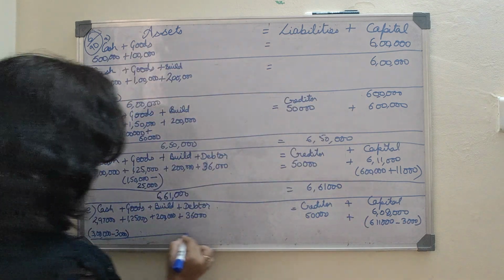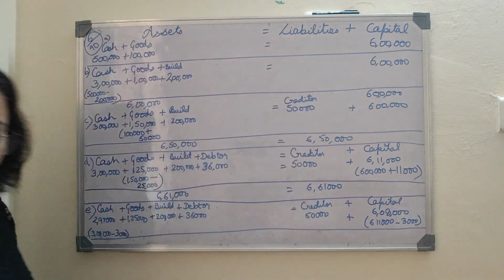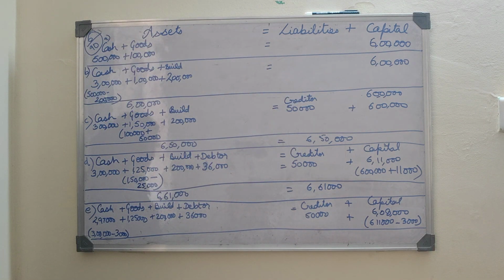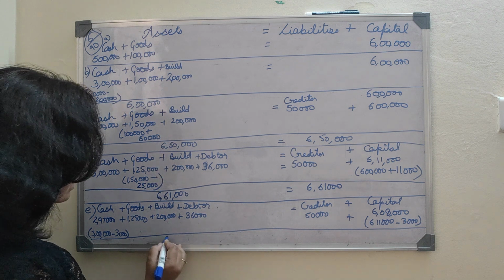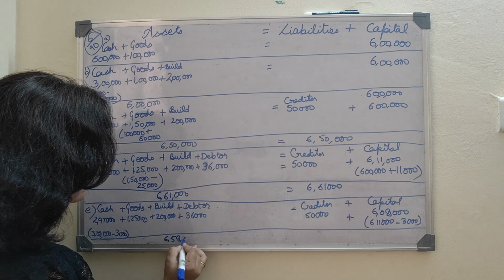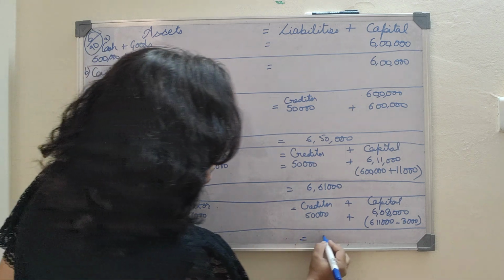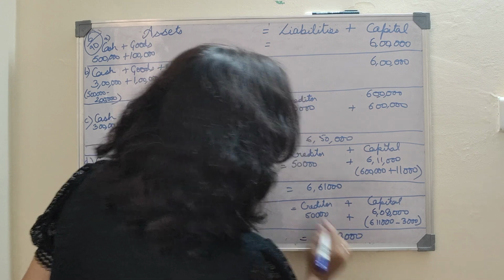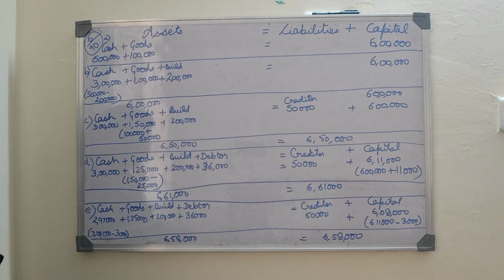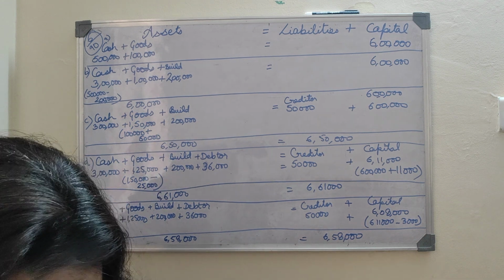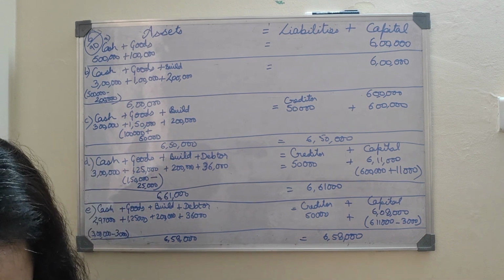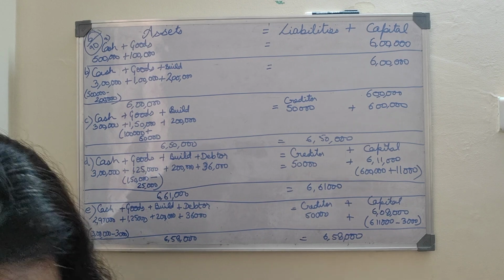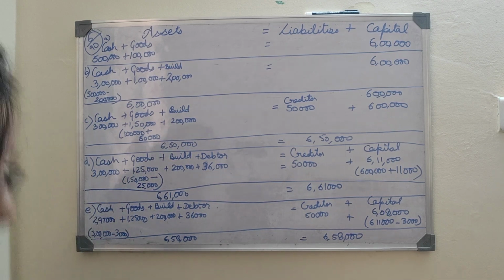So let us again check the total of both the sides. 2,97,000 plus 1,25,000 plus 2 lakh plus 36,000 comes to 6,58,000. This side also comes to 6,58,000. Till now our accounting question is going very well. Everything is complete. There is no mistake. Now we move on to the next part, our F part.